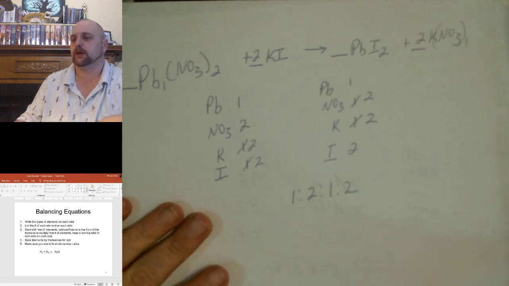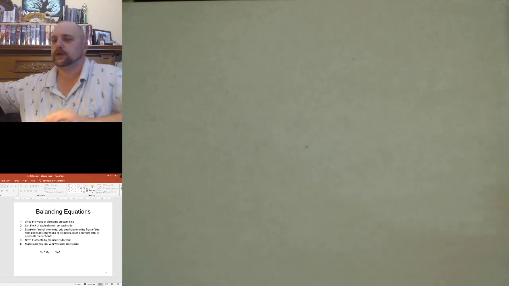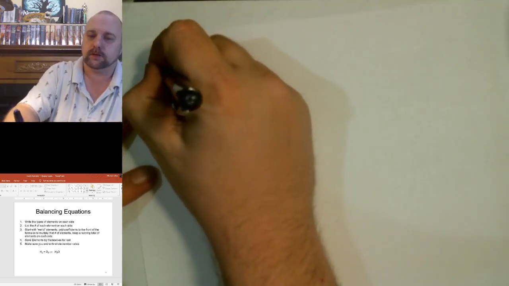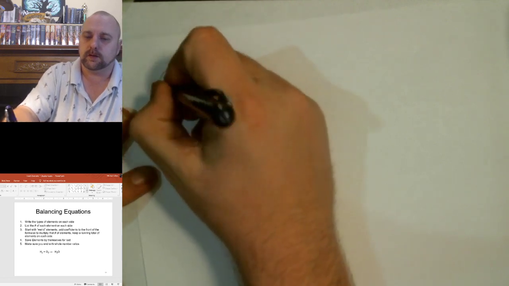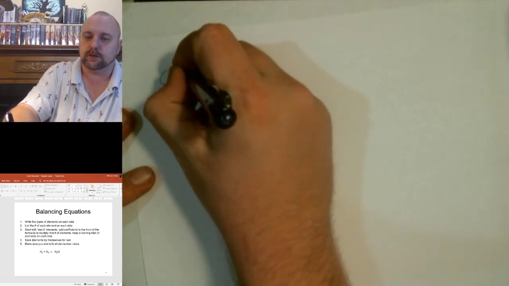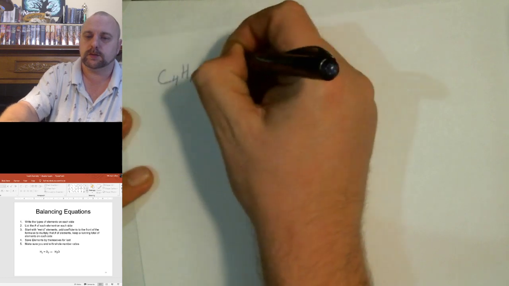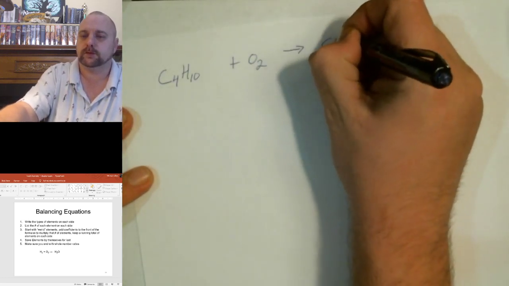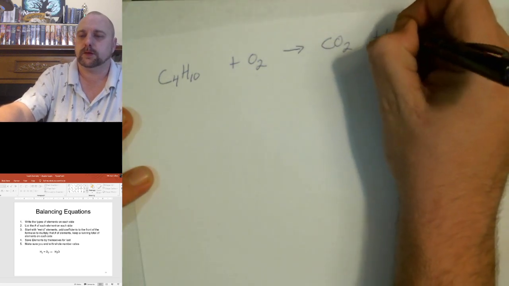Okay. So what do we do if we need to use a fraction part way? That can be quite difficult. Let's do C4H10 plus O2 goes to CO2 plus H2O.